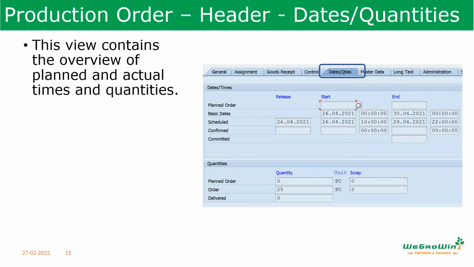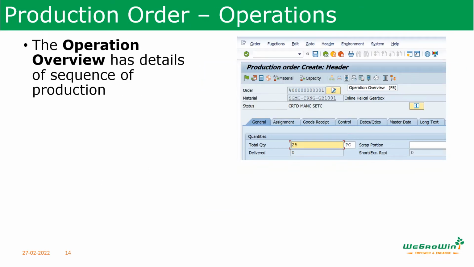In the dates and quantities view, it contains the overview of planned and actual time of the quantities. What is the quantity and what is the timing, those things are covered. So far we discussed the header details. Now we will come to the operation details.